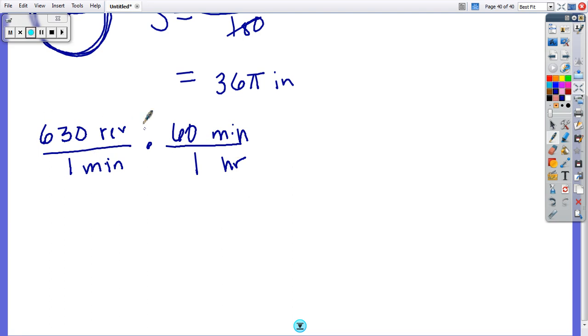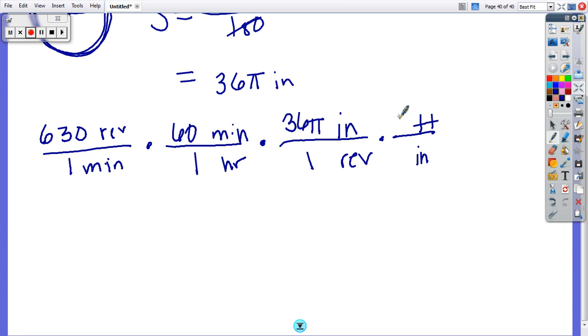Well, right now I have that there's 360 revolutions. So, what's my distance or measure around one circle in one revolution? I'm going to have inches to revolution. One revolution we just found is 36 pi inches. Now I can change inches to feet. I know there are 12 inches in 1 foot. And then I can change feet to miles, because I know that there are 5,280 feet in 1 mile.